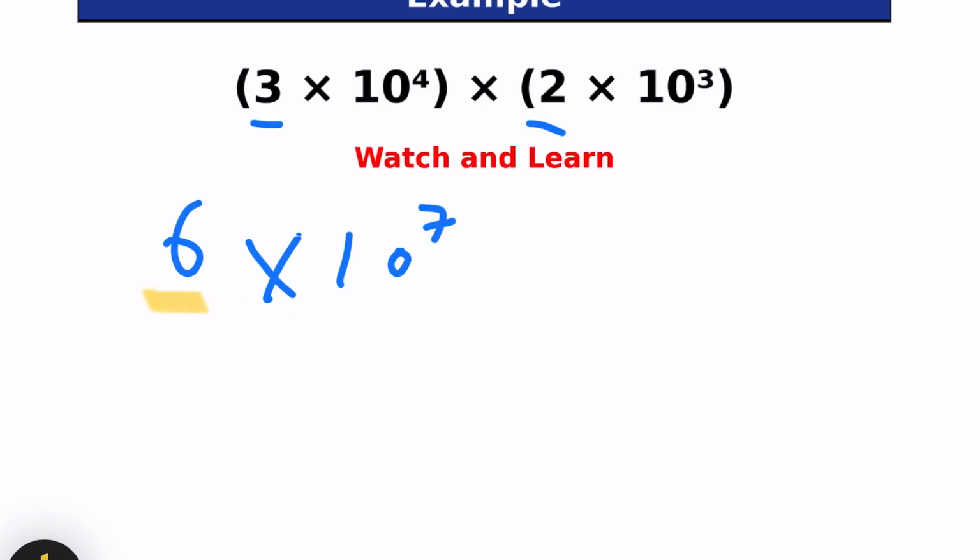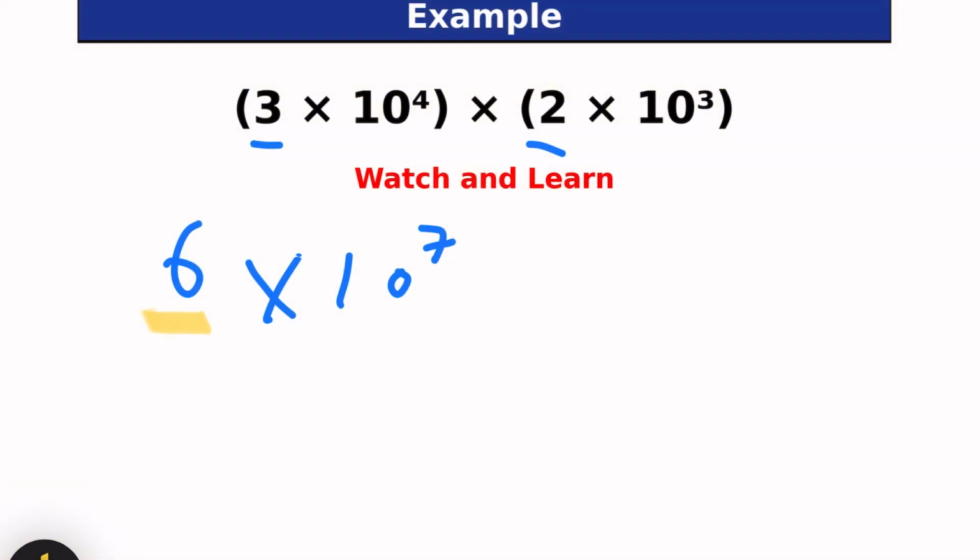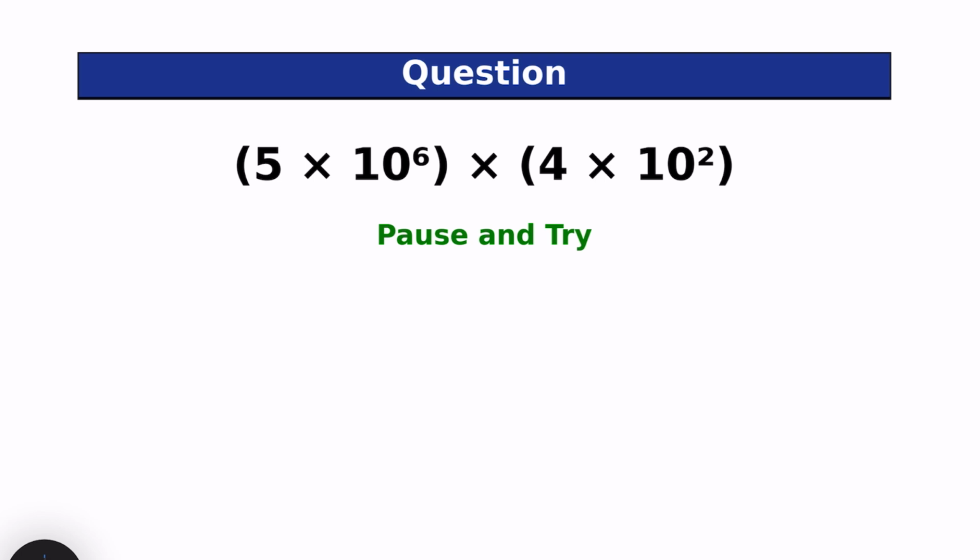If the integer we got was bigger than 10, then we'd have to put it into standard form. But because in this case it's lower than 10, we can just leave it as this. So it'd be 6 multiplied by 10 to the power of 7. Okay, I've got one for you to try. Pause the video, have a go, come back to watch the solution.